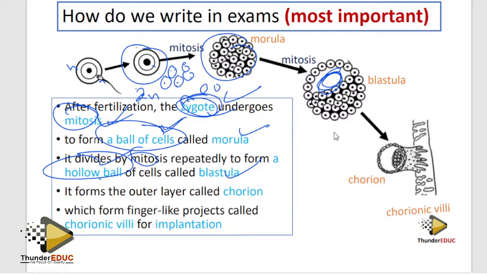Anyway, to form the outer layer called chorion. The outer layer is called chorion. You remember, sometimes they ask you that the outer layer of the baby, how do you call it? It's chorion. Because they said it here. It's called the chorion, which forms finger-like projections.